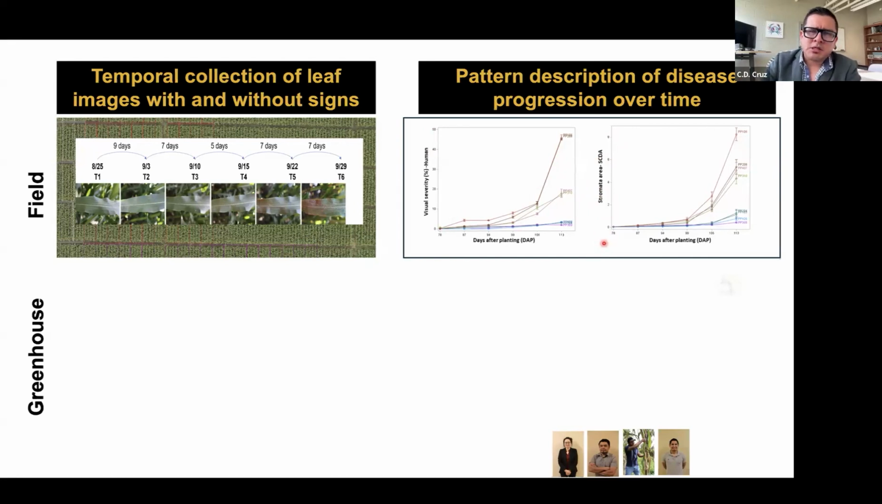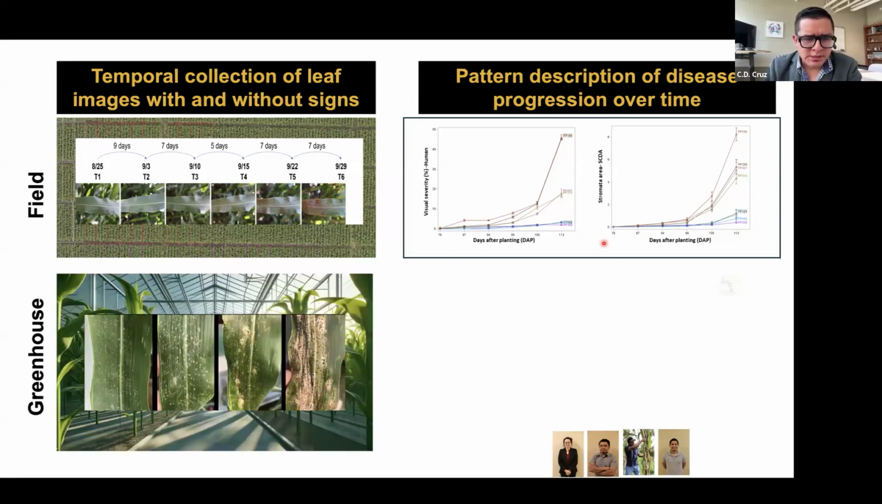So what happens here is that most of the time we observed that the visual raters tended to overestimate disease. Even though we had prepared them with standard area diagrams before the season started, in many cases, they were overestimating the disease intensity.